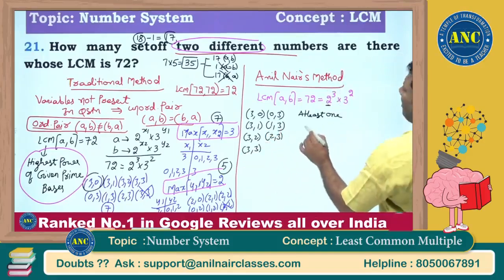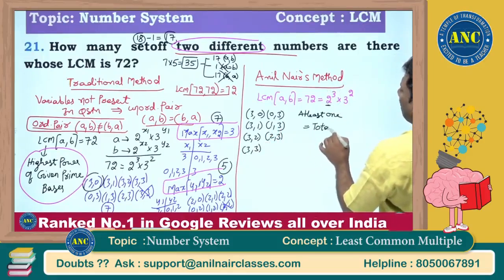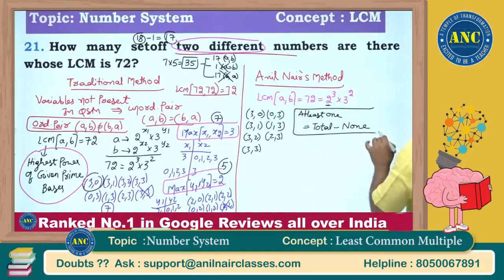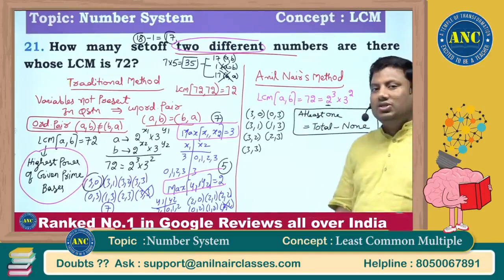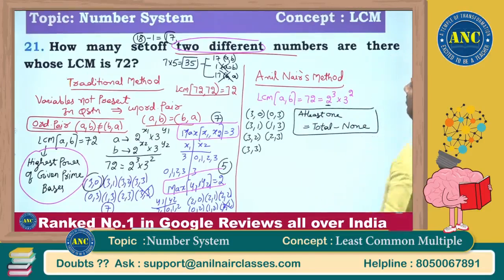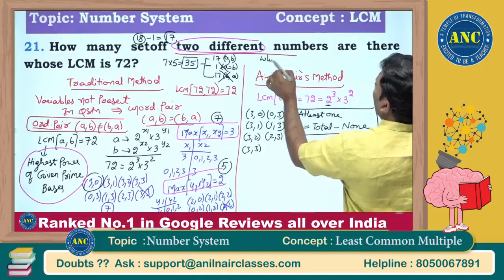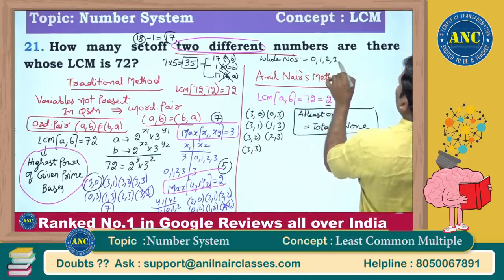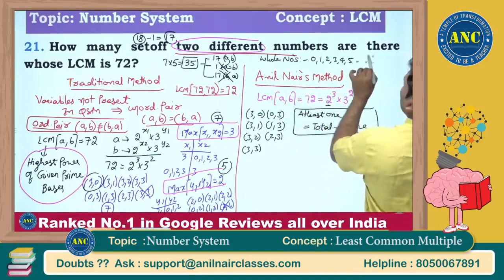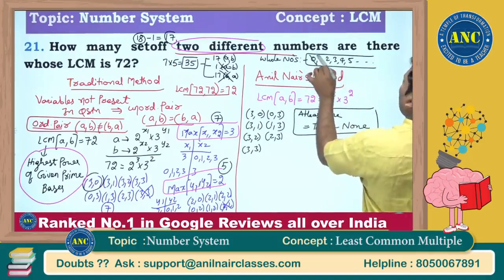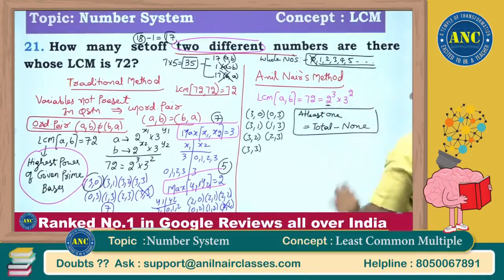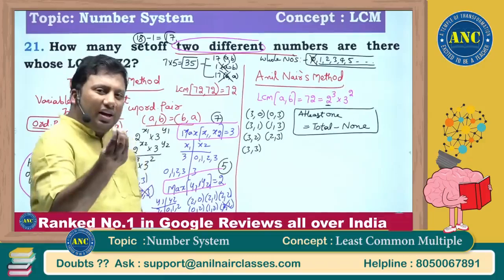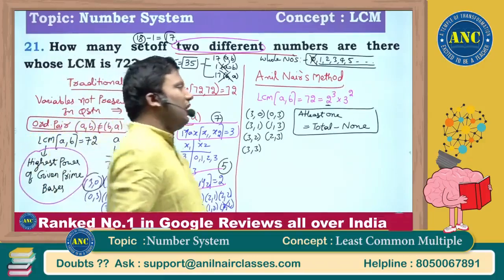At least one is nothing but total minus none. Listen carefully: if you understand this negation approach, the answer will be in a single step. Suppose I take whole numbers, defined as 0, 1, 2, 3, 4, 5. These are total numbers. Minus none, where none is 0, I will get at least one. At least one is total minus none. If you understand this simple concept, you got the answer.